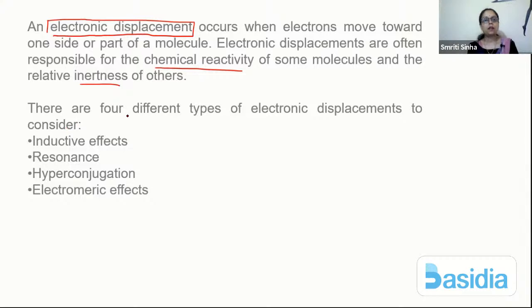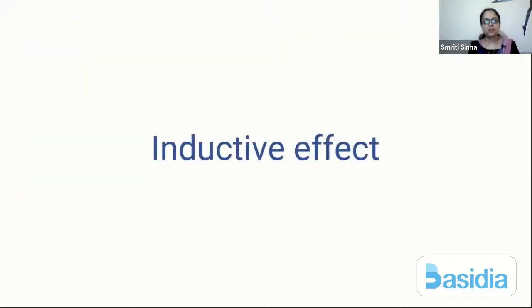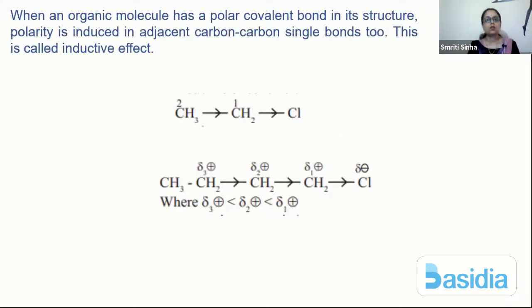So there are basically four different types of electronic displacement effect that you need to consider or study. The first one is inductive effect, second resonance, third hyperconjugation, and fourth electromeric effect. So let's see one by one. The first one is inductive effect. So what is actually inductive effect? Moving towards this part first, I would like to discuss with you.